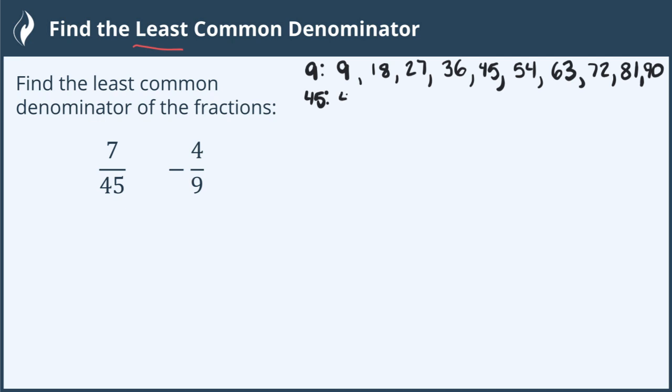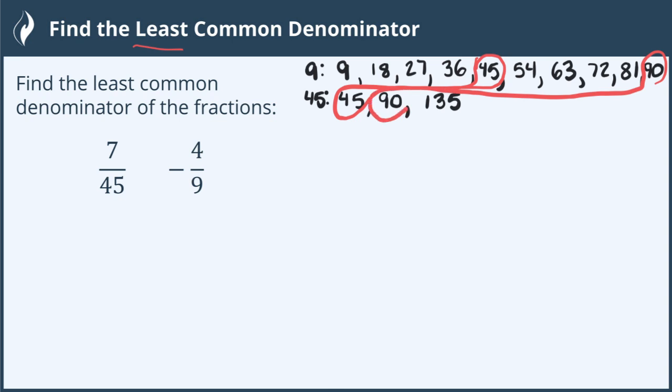45 times 1 is 45. 45 times 2 is 90. 45 times 3 is 135. But we can stop, because I see very quickly here that I have a common denominator right here, or common multiple, of 45.